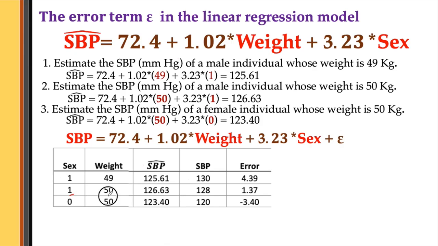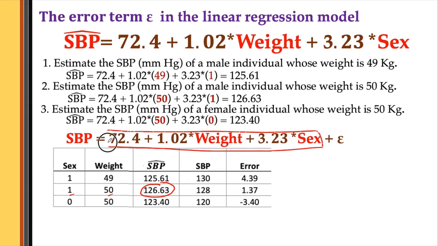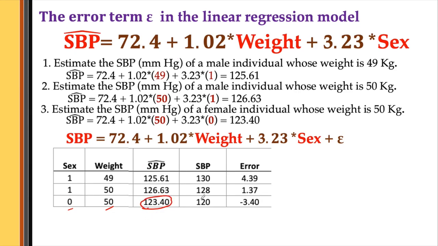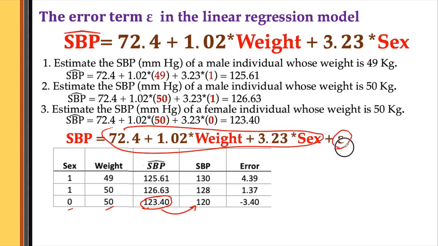Likewise, for a male who is 50 kilos in weight, the estimated value is 126.63, but you have to add 1.37 to come up with the actual value, which is 128. Likewise, for a female whose weight is 50 kilos, the predicted systolic blood pressure is 123.4, which is represented by this one. But this time, it exceeds by 3.40, so you have to subtract 3.40 to come up with the actual value.